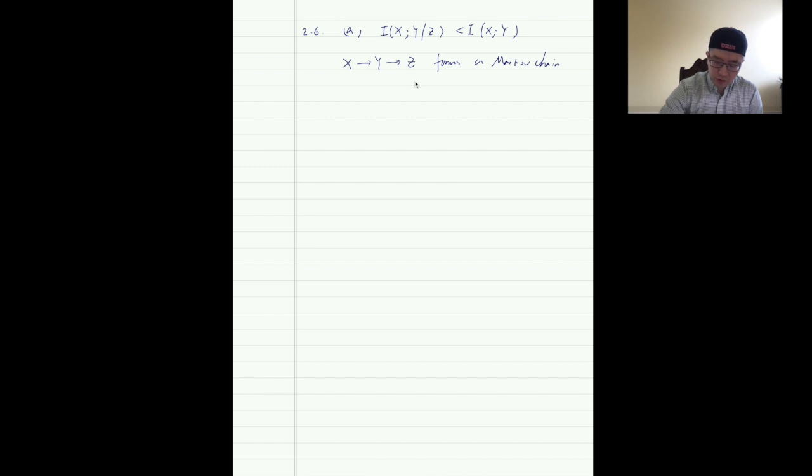Okay, so in this case, we can have a very simple Markov chain, right? So for example, we can just say X equals Y equals Z, right? That is a Markov chain. It's a very simple Markov chain. And if we compute that, you can see the mutual information between X and Y equals the entropy H(X) minus H(X given Y), okay? And that equals H(X), okay?